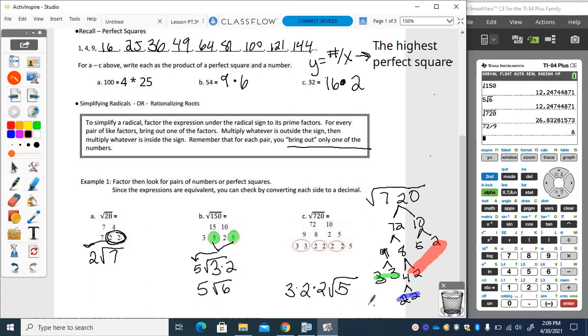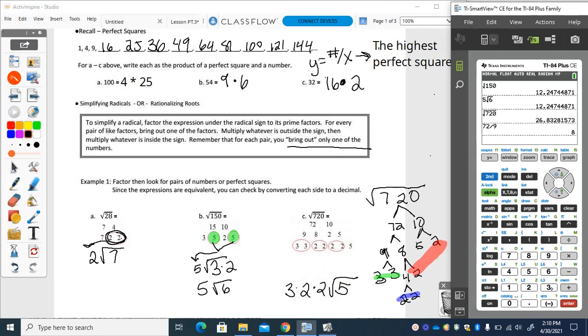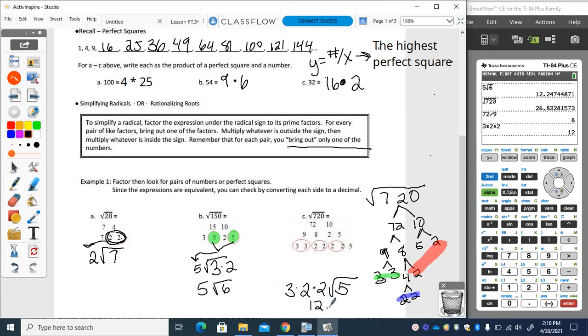All right, so now that we have this worked out, we're going to multiply everything that's on the outside. So it's 3 times 2 times 2. Well, that gets us 12. So we have 12 times the square root of 5.